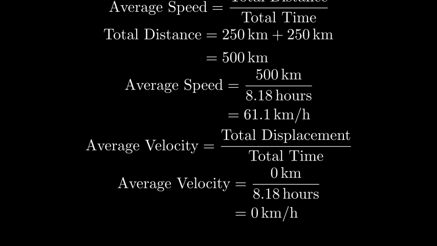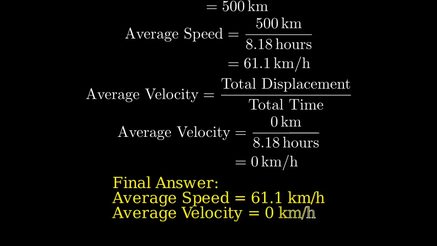So there's our answer. The average speed for the round trip is 61.1 kilometers per hour, while the average velocity is 0 kilometers per hour. This illustrates the important difference between speed and velocity. Velocity takes direction into account, while speed only considers the magnitude of motion.